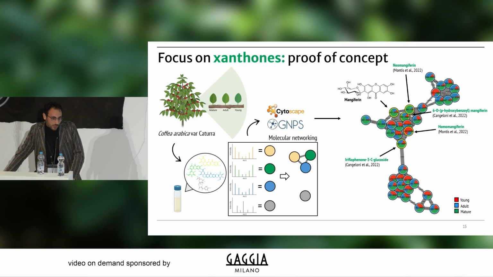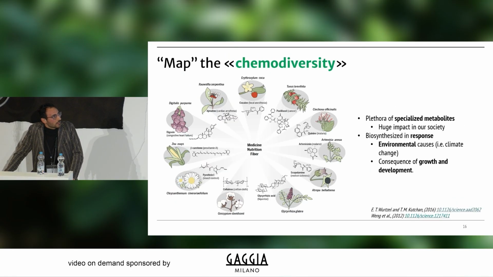I want to focus you also on their content. So, for example, mangiferin is much more present inside mature leaves, but its precursor, the homomangiferin, is much more present in the young leaves. So we have this change inside our plants, in our branch in particular. So this is quite interesting, and it can be applied to other molecules that are present inside our sample.